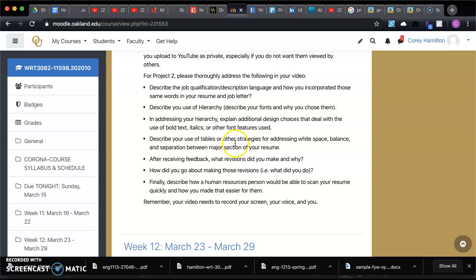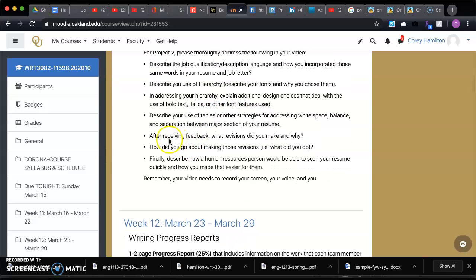And the tables that you incorporated and the strategies for addressing the white space and the balance. This is where I was talking about how you had the borders or the cell lines around them, and then you took them off, and let's say you did a 2x3 or a 3x2 or a 3x4, or whatever size your table was, how you used that to help with balance and white space and separation between your major sections.